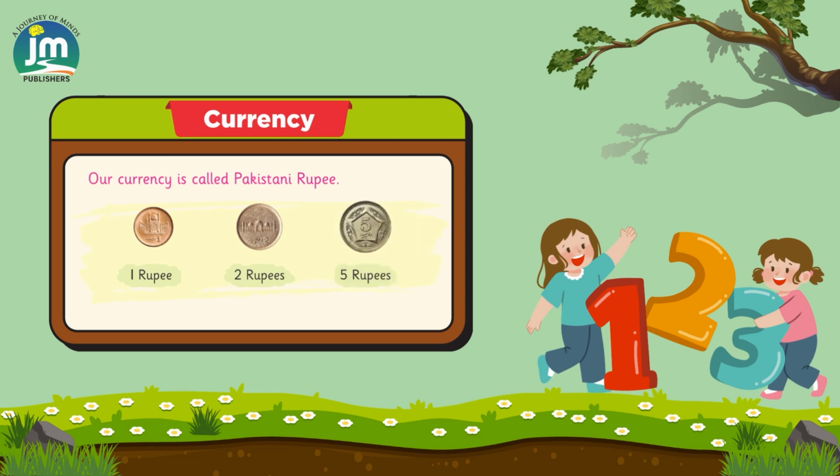Next one is 5 rupees. 5 rupees is more than 2 rupees. We can buy 5 candies with 5 rupees.